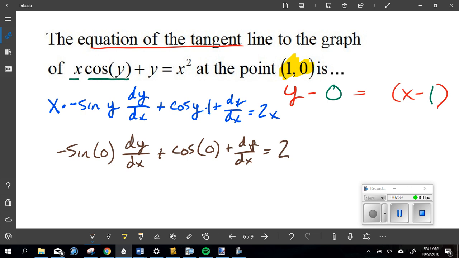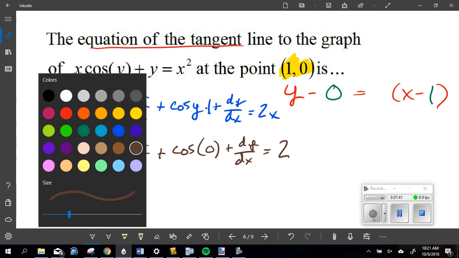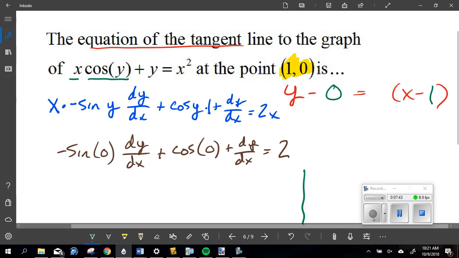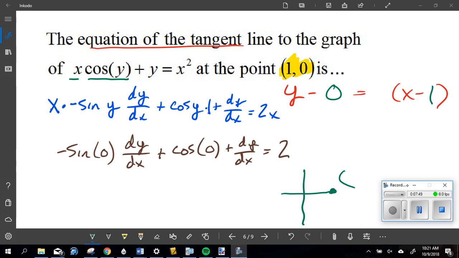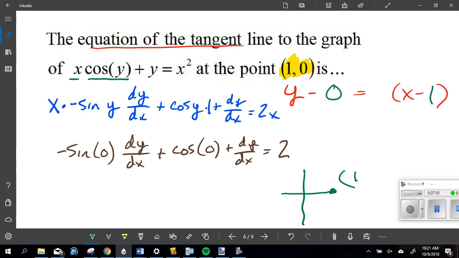I got to solve that thing. I'm talking about sine and cosine at 0. Where is 0 going to be on my unit circle? Right there. If I'm doing the ordered pair, that ordered pair is 1, 0. So if I'm doing sine at 0, which value do I want? Do I want the x value or the y value? The y. So it's negative 0 times dy dx, so it's garbage. It's nothing.